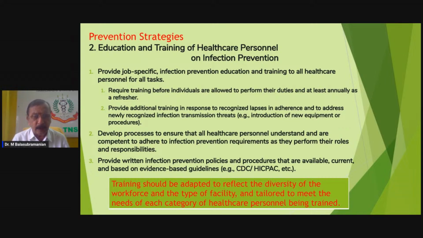Provide additional training in response to recognized lapses in adherence and to address newly recognized infection transmission threats, for example, introduction of new equipment or procedures. Develop a process to ensure that all healthcare personnel understand and are competent to adhere to infection prevention requirements as they perform their roles and responsibilities. Provide written infection prevention policies and procedures that are available, current, and based on evidence-based guidelines. It may be CDC or the Hospital Infection Prevention Advisory Committee. Training should be adapted to reflect the diversity of the workforce and type of facility and tailored to meet the needs of each category of healthcare personnel being trained.